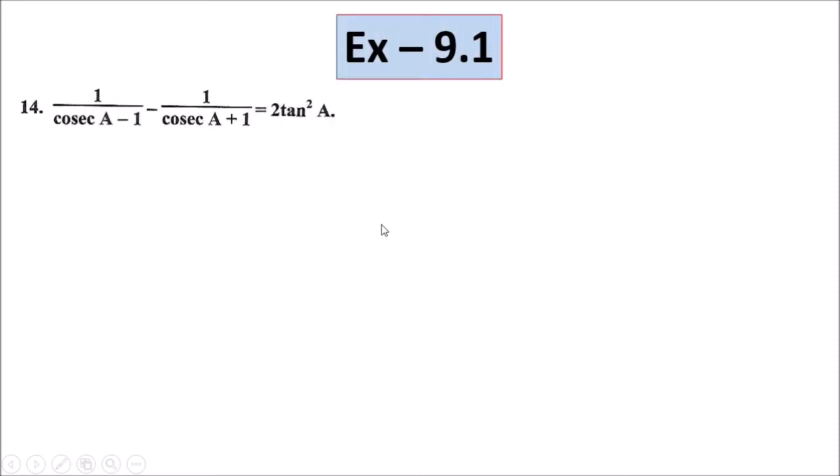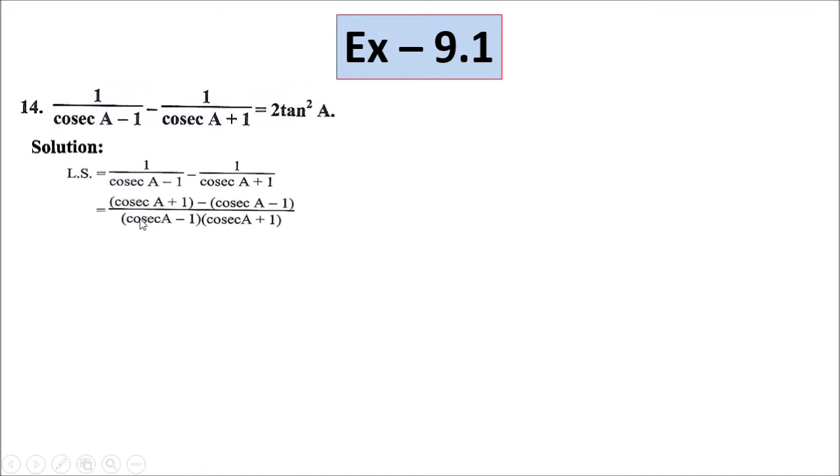We are going to start from number 14. You can see on the screen: 1 by cosec a minus 1 minus 1 by cosec a plus 1 equal to 2 tan square a. We have to prove it. So here is the solution. The left hand side is 1 by cosec a minus 1 minus 1 by cosec a plus 1.